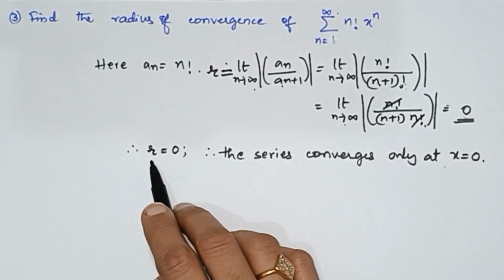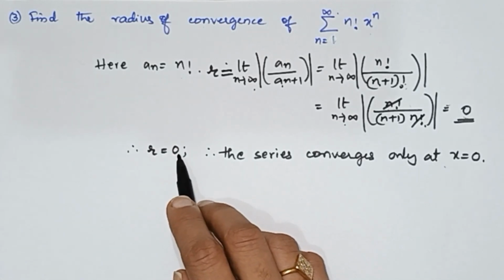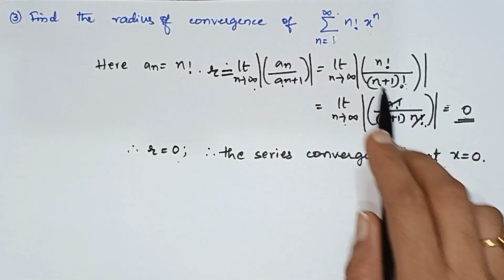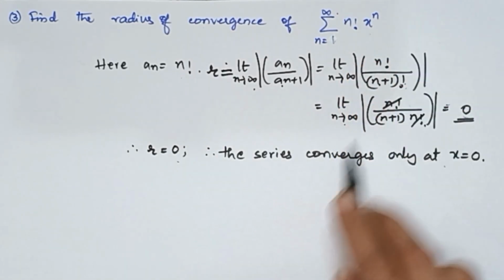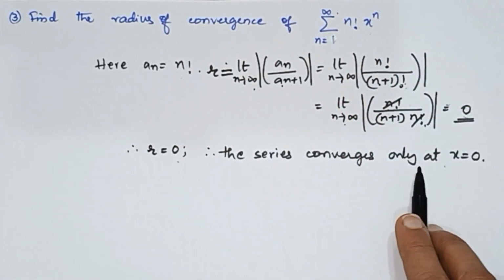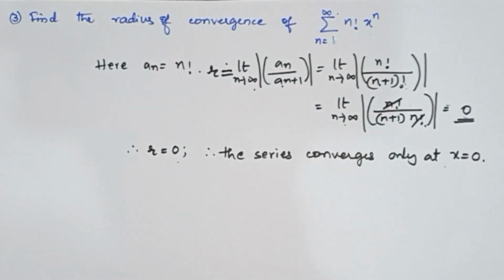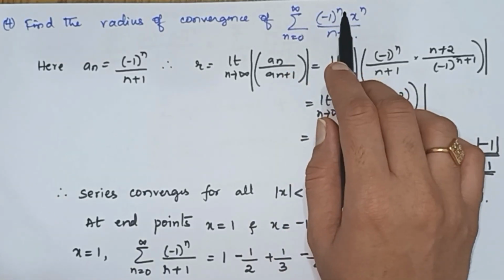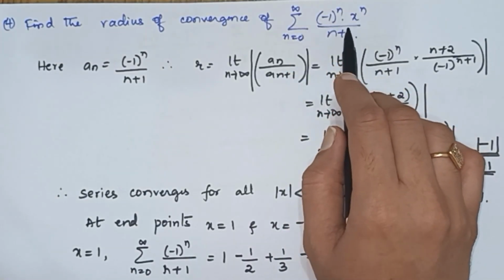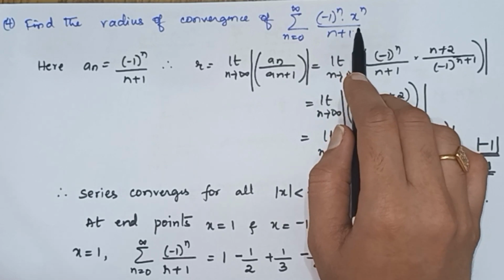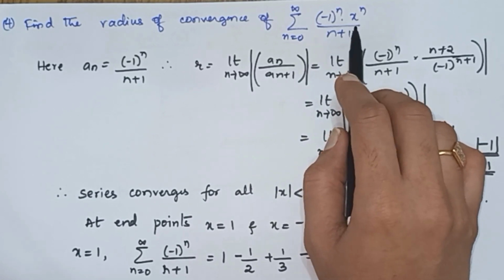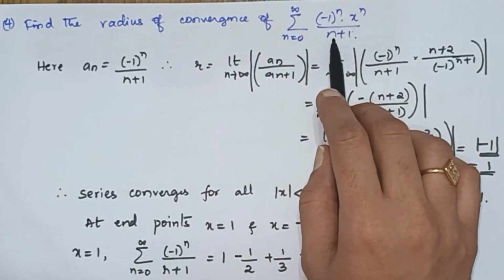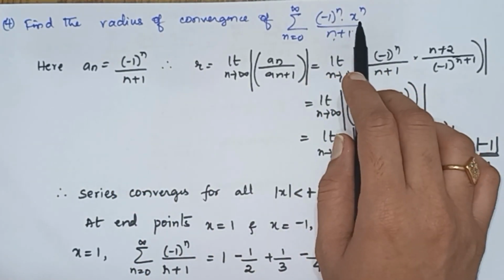When the radius of convergence is equal to 0, it means the series converges only at the center. Here the center c equals 0. Therefore, the series converges only at x equal to 0. Now the fourth problem: find the radius of convergence of this power series. So first compare this with the standard form of a power series. I have taken almost all power series with the center at 0. Here an equals minus 1 power n by n plus 1, and c equals 0.